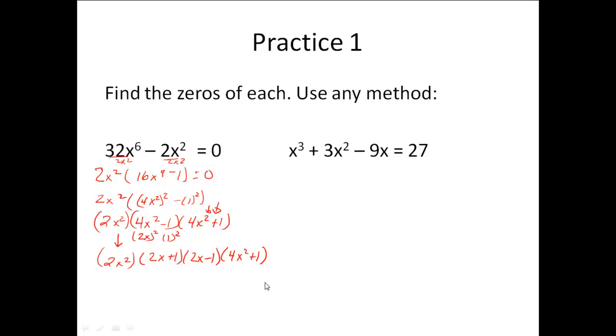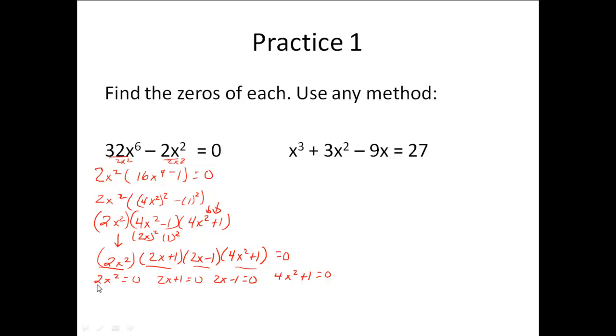Now I've gotten it factored. It's still all set equal to 0, so I have to take each quantity and set it equal to 0. So I'm going to set my 2x squared equal to 0. I'm going to set 2x plus 1 equal to 0. I'm going to set 2x minus 1 equal to 0. And I'm going to set 4x squared plus 1 equal to 0.